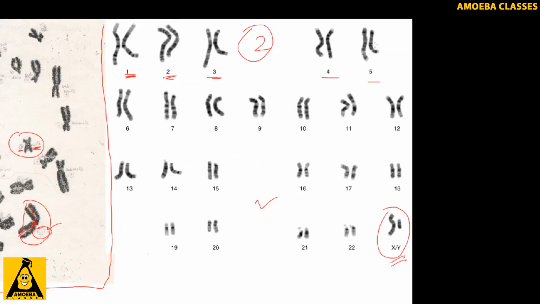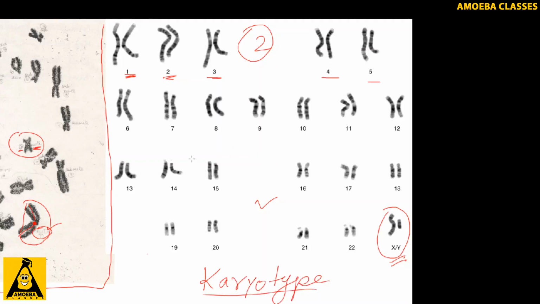So like this we have to arrange these chromosomes in the proper order, and this arrangement of the chromosomes in the decreasing order of the shape and the size, this property is called karyotype. What is it called? Karyotype.